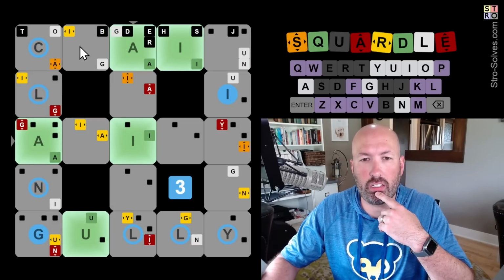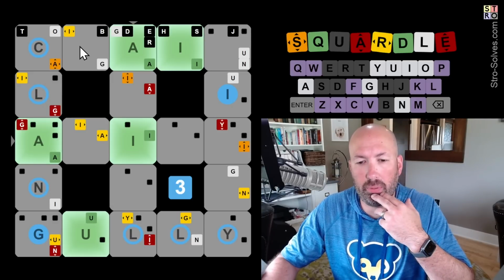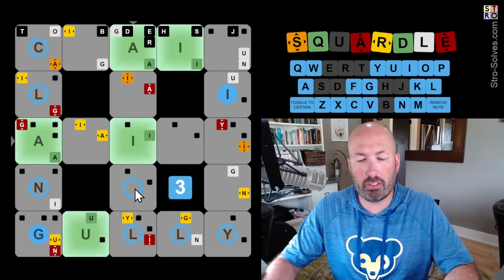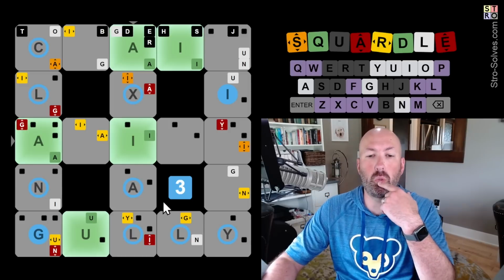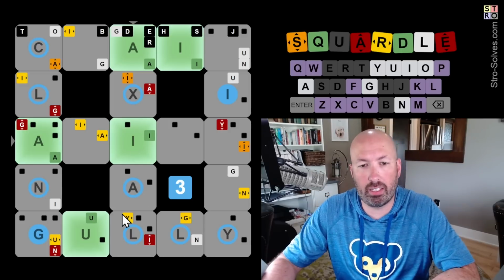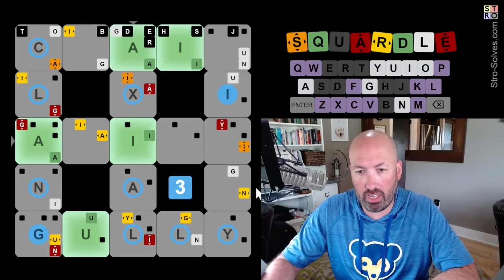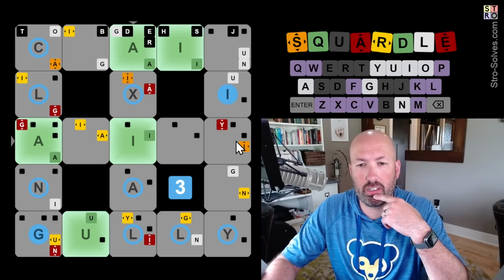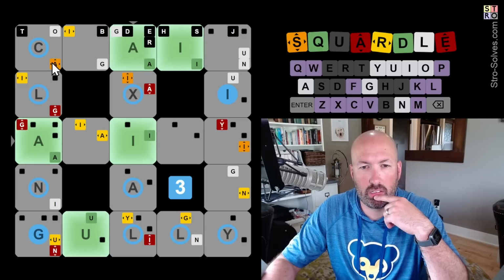And C, we can't put an H. Oh, you know what we could do? We could put another A here, and this could be like axial. Ooh, now that would be good with another A. Axial, because the N here would satisfy the yellow N clue. What are we gonna have across here though, is the question. Gully, axial, clang. I like all those.